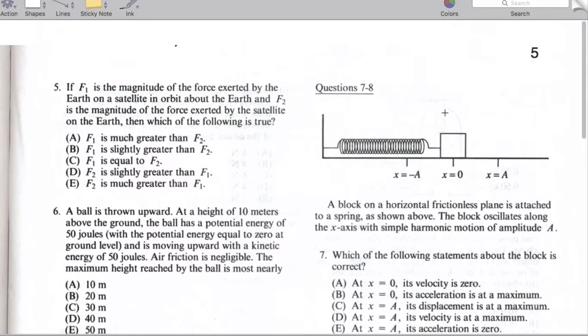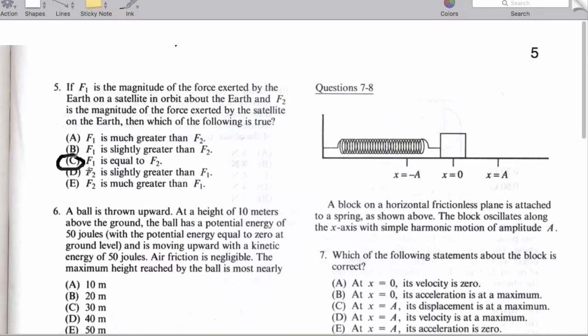All right, number 5. Oh, the standard thing. I'm just going to circle C first and then read the problem. F1 is the magnitude of the force exerted by the Earth on a satellite. F2 is the magnitude of the force exerted by the satellite on the Earth. F1 is equal to F2. This is a classic third law question.